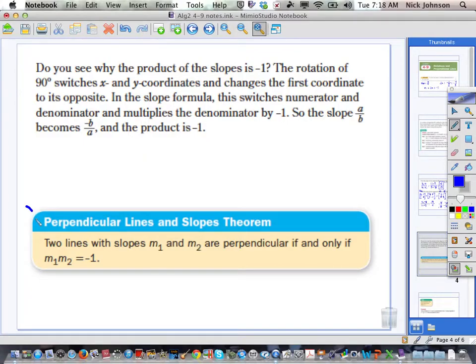Which brings us to this theorem, perpendicular lines and slopes. Two lines with slopes m1 and m2 are perpendicular if and only if, when you multiply them together, they give you negative 1. And I stated that earlier. Two lines with slopes m1 and m2 are perpendicular if and only if those two slopes multiplied together give you negative 1.